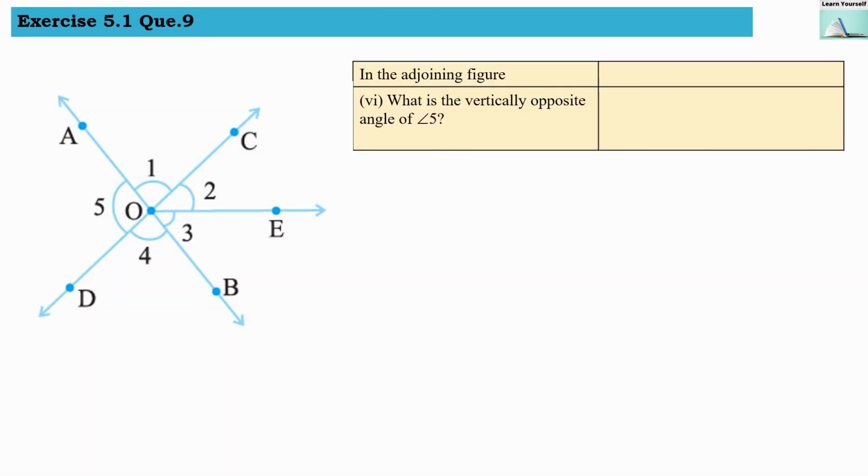Next question is, what is vertically opposite to angle 5? So here our angle 5 is there, and vertically opposite to this angle is this complete angle, so angles 2 and 3 combined. This angle is vertically opposite to angle 5. So here we can say that angle COB is vertically opposite to angle 5.